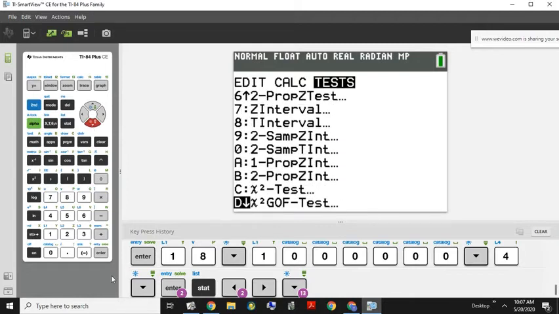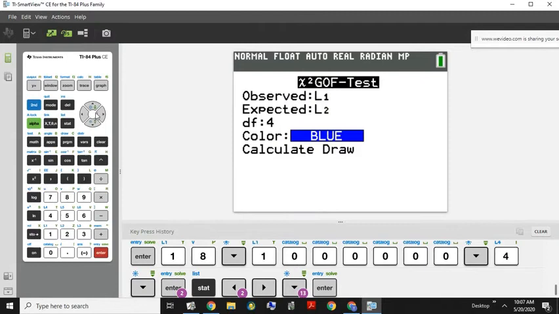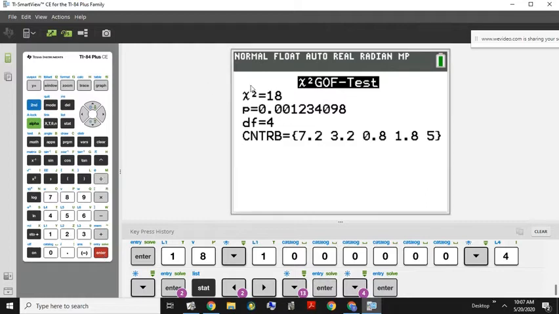You go to Goff test, go in. You just put your data in list 1, list 2, degrees of freedom 4, calculate, you're good to go. There's your answer. There's your p-value. There's what I was talking about. This is list 3 for the 83 people. So you just have to do 7.2 plus 3.2 plus, and then the last one. So first 2, last 1 for work.